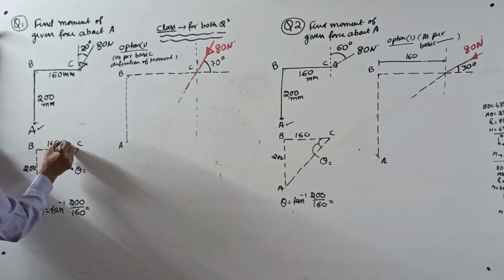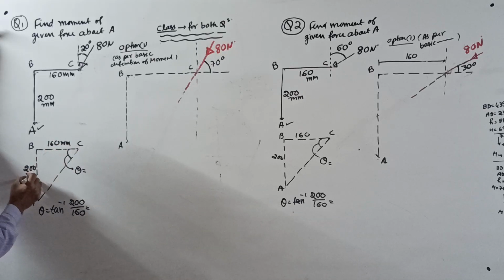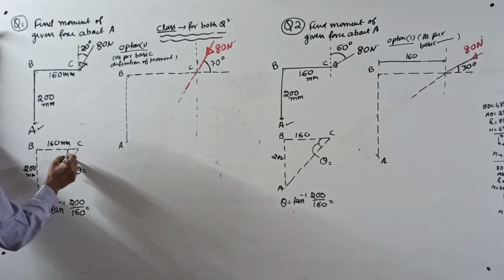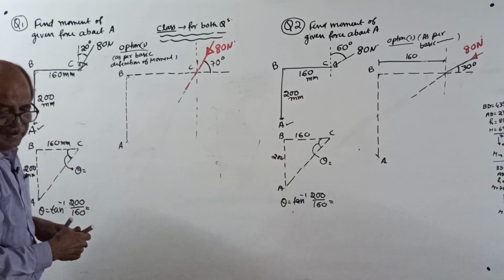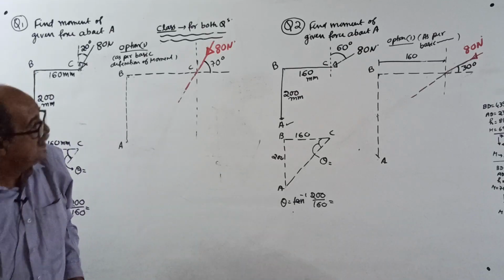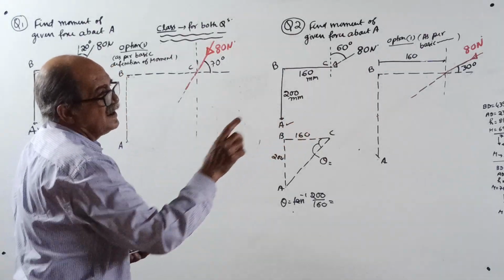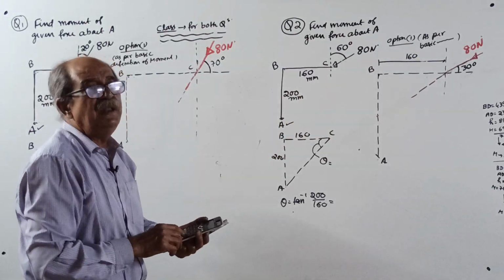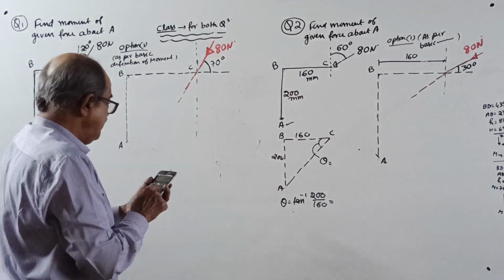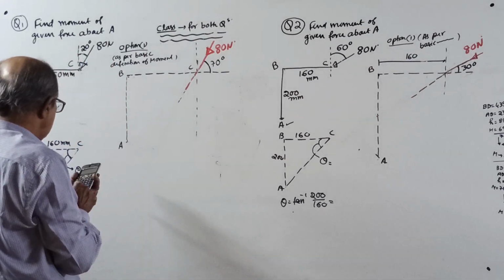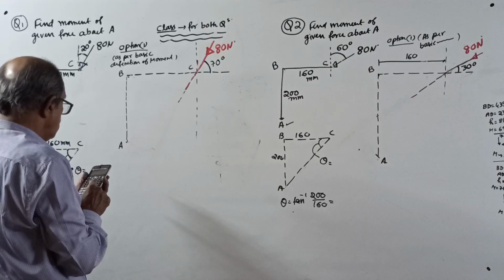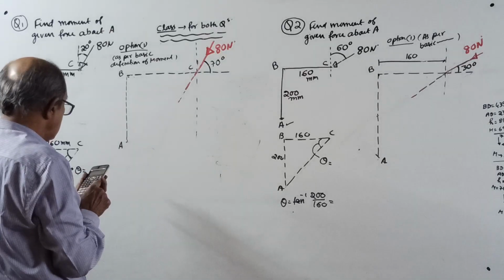I will write 160 millimeter, 200 millimeter. Tan theta equal to 200 by 160. Calculate tan theta. I already calculated that one somewhere. I forgot where. I wrote all the answers there so that I can save the time. And if any mistake is there, I can rectify immediately. Calculation: 200 divided by 160, shift tan inverse of the answer.